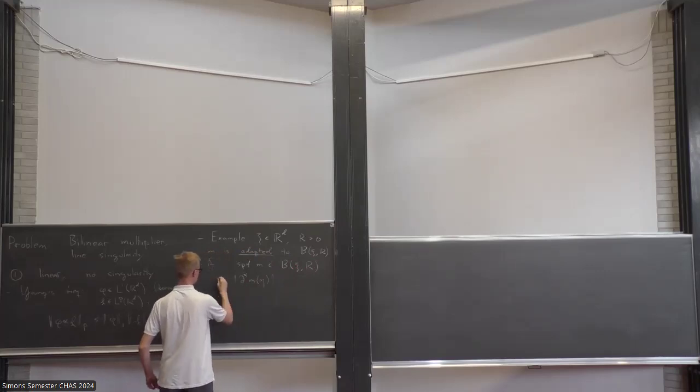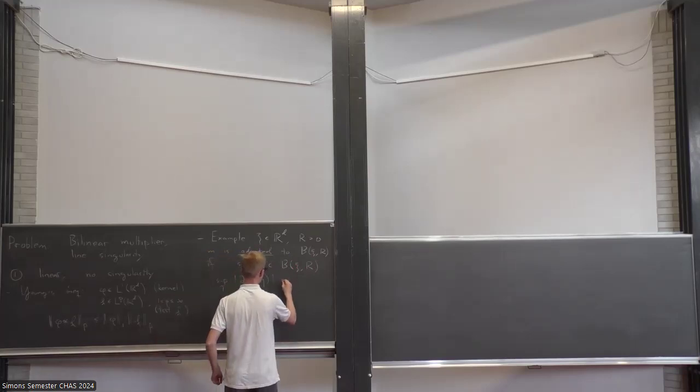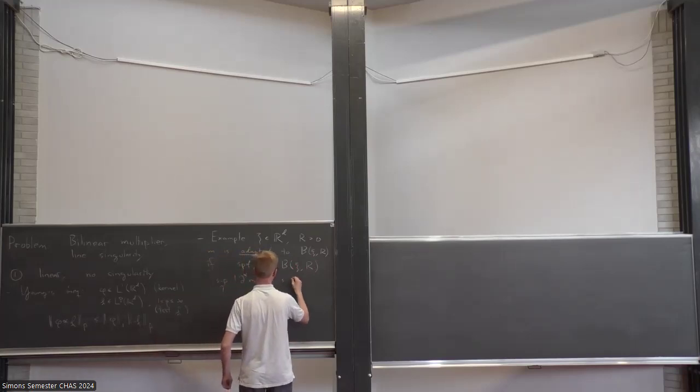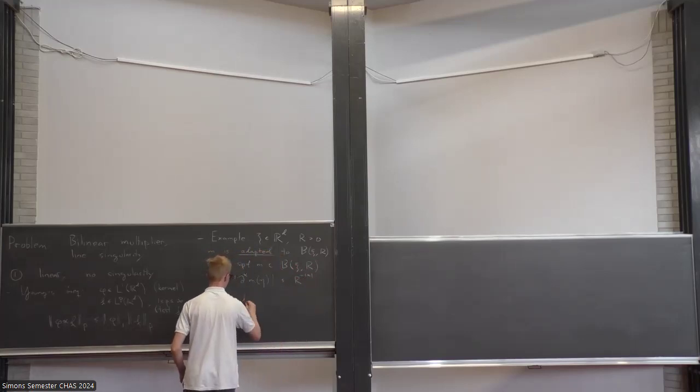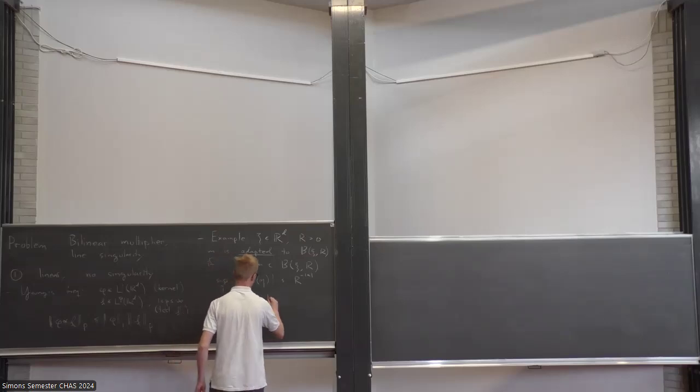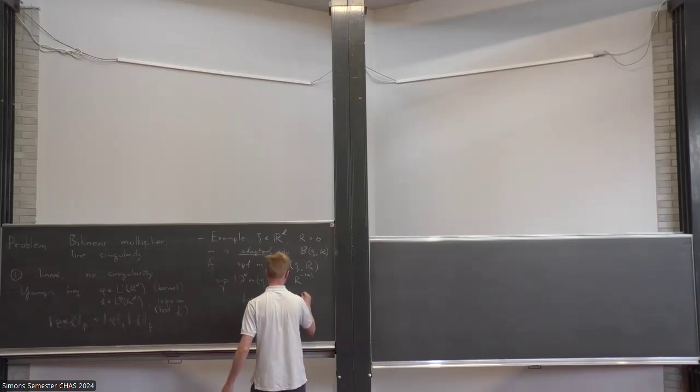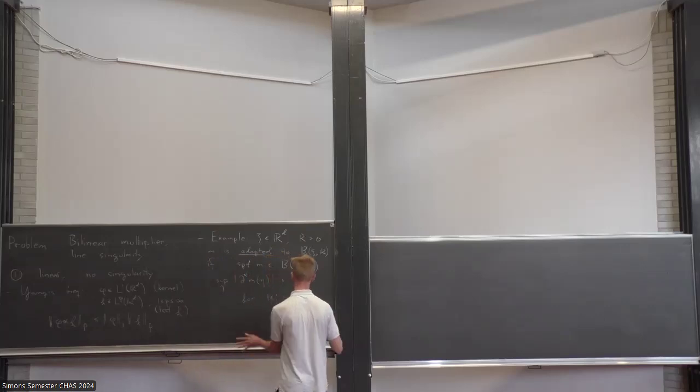And this should be bounded by R to the minus the order of the multi-index. And now I just look at multi-indices below some large number. This is not essential.